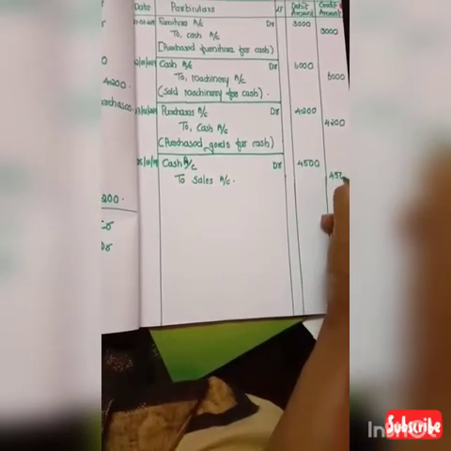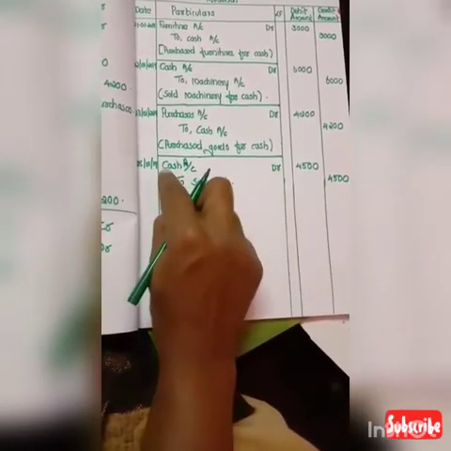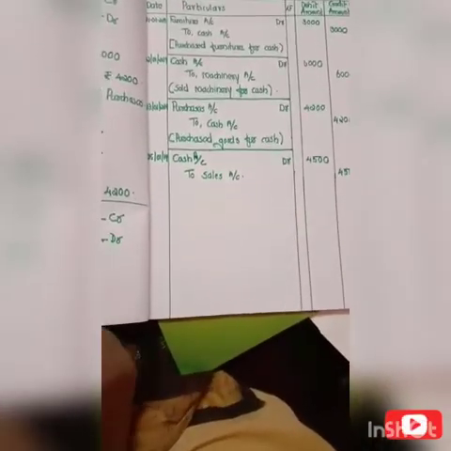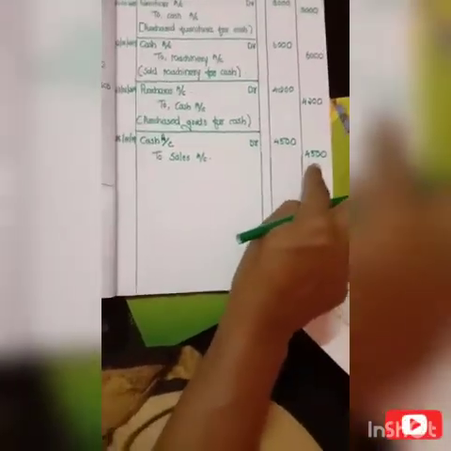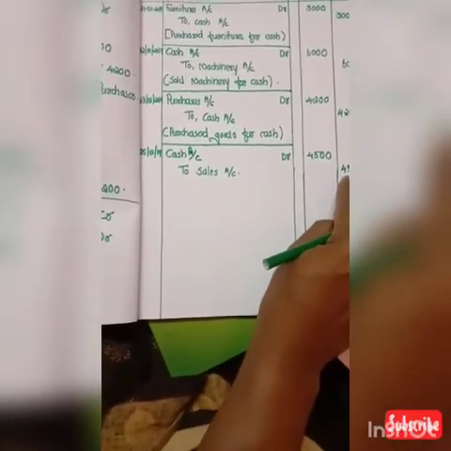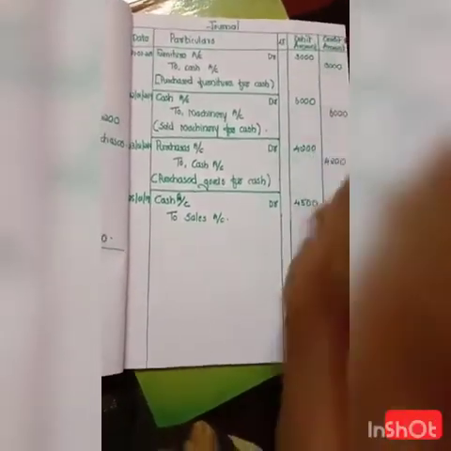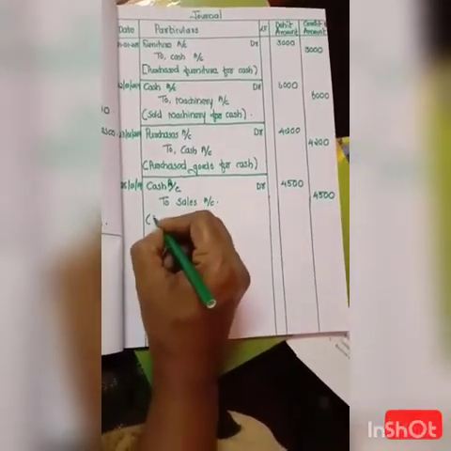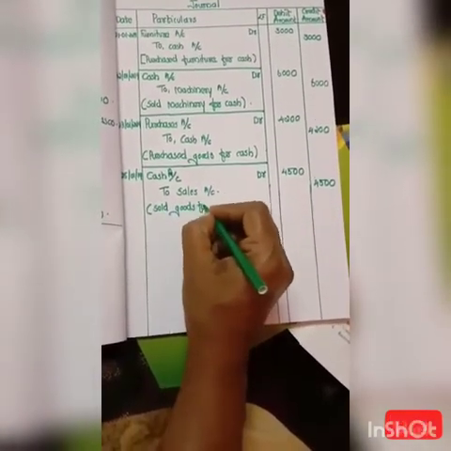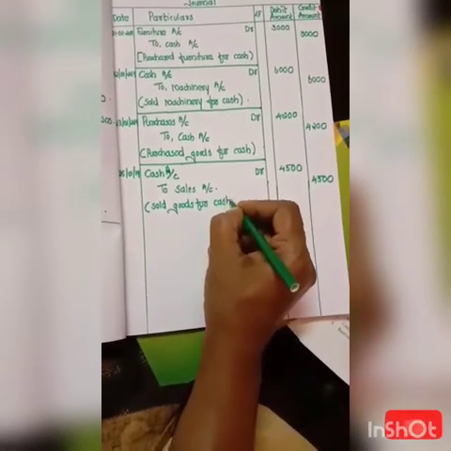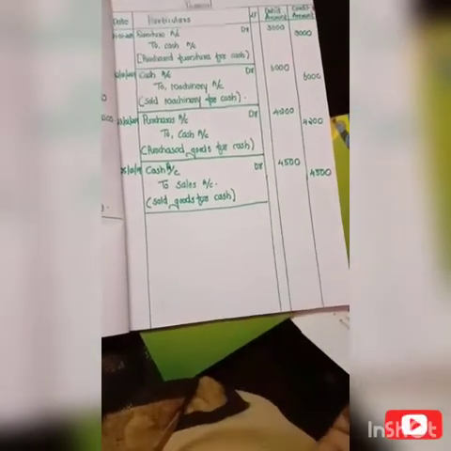Credit is also 4,500. In each and every transaction, there is one giving aspect and another receiving aspect. Therefore, for every debit, there is an equal credit: 4,500 in the debit amount and 4,500 in the credit amount. Then write the narration: sold goods for cash. Then close the bracket and draw a straight line.